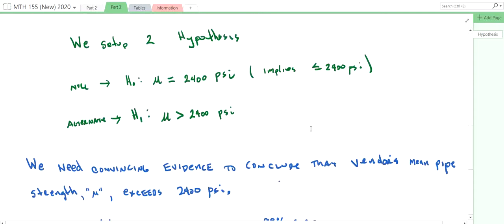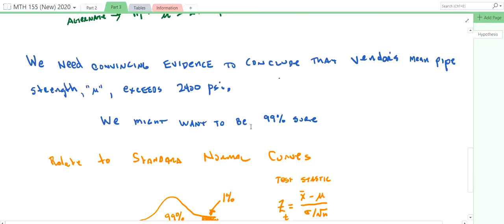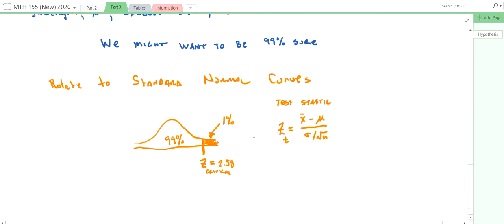So we set up a hypothesis where our alternate hypothesis was that the mean pipe strength for the vendor's pipes was greater than 2,400 psi, and the null hypothesis was that the pipes were essentially less than or equal to 2,400 psi. But to simplify what we're doing, we're just going to say the mean is equal to 2,400 as our null hypothesis. So what are we looking at?